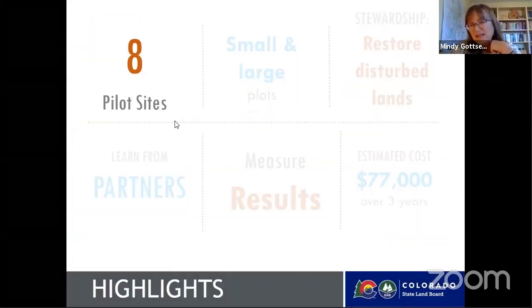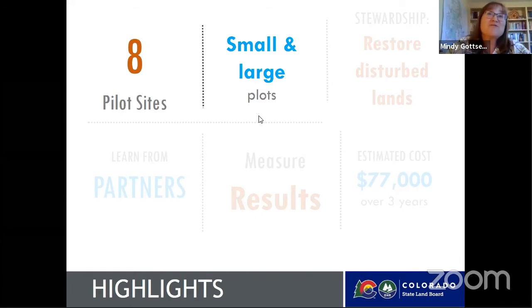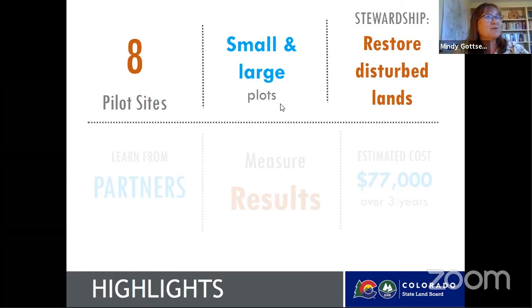We're hoping to have at least 8 pilot sites. We've identified a few of these already. These will be small and large. I say small and large, they're still fairly small, but they're as small as about 2 acres and as large as 20. And we'll be studying those for a period of 3 years. Our goal is to restore these disturbed lands. We'll also be working with some native range land, but for the pilot program, we're mostly going to be focusing on restoring disturbed sites. We'll be learning from our partners, and I'll talk a little bit about who those are.